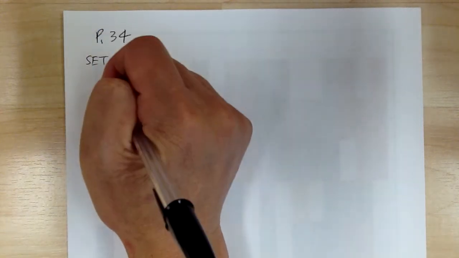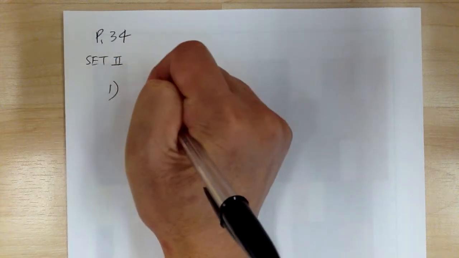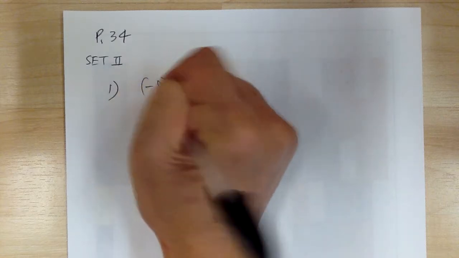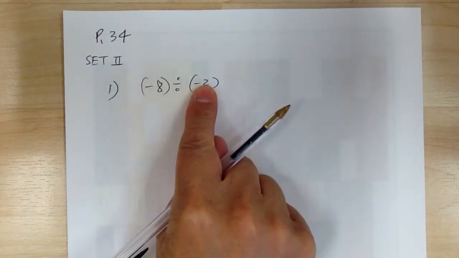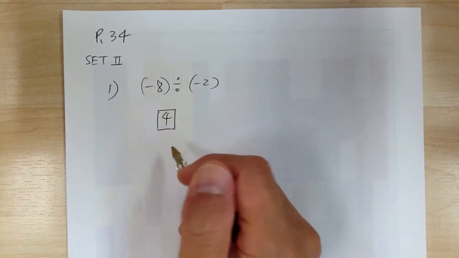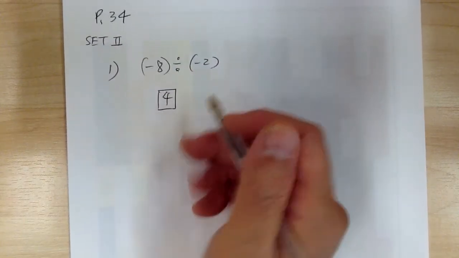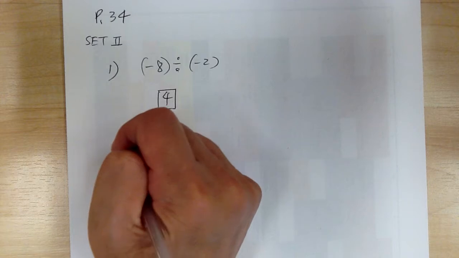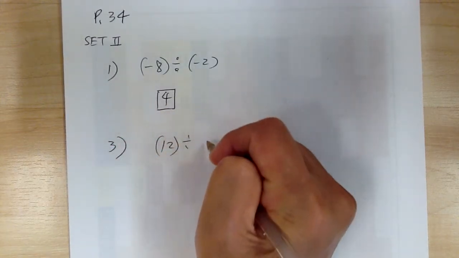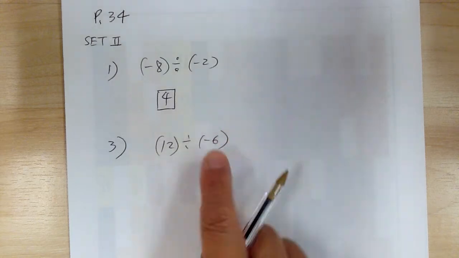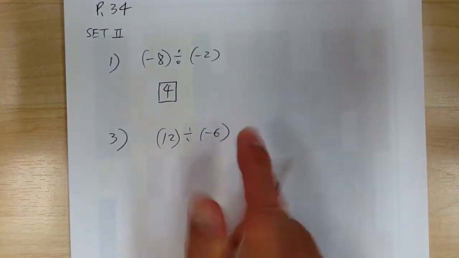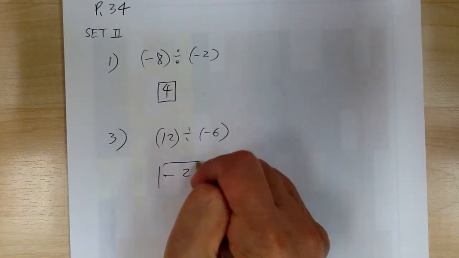So like number 1, you have -8 divided by -2. So again, two of the same sign, so answer would be positive. So answer would be 4 positive. Now, like number 3, you have 12 divided by -6. So one is positive, one is negative, so they're different. So if it's different, you're going to have a negative, and the answer would be -2. Okay.